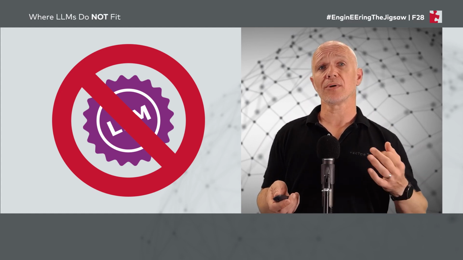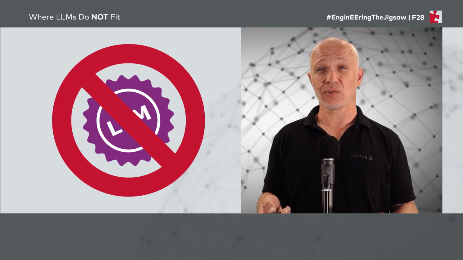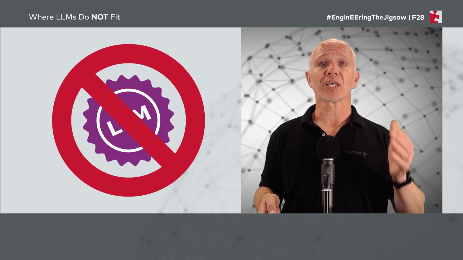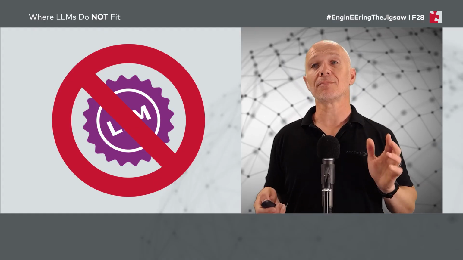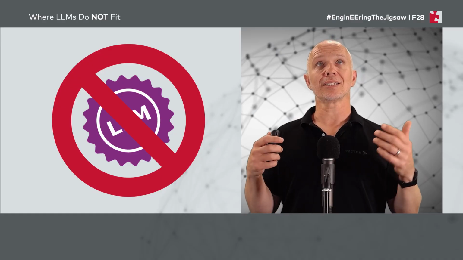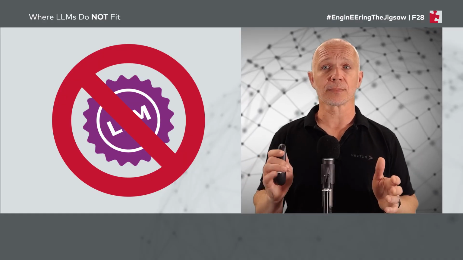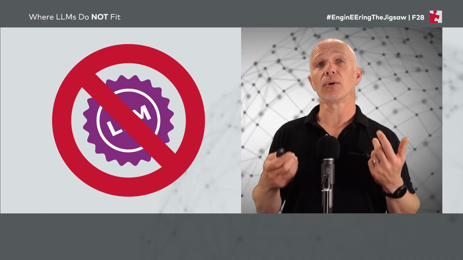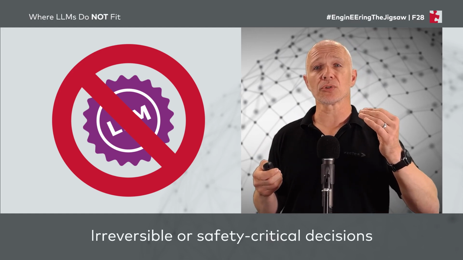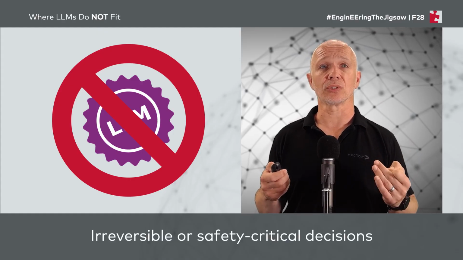So anywhere where you have an output that is final and irreversible, anywhere where safety is directly at stake, or where accountability cannot remain with a human. And that's not because LLMs are flawed. It's because LLMs do not have any understanding of consequences, risk, or intent. So while they're great at supporting decisions and decision making, LLMs are not able to take responsibility for them when we have any kind of irreversible or safety critical decision.